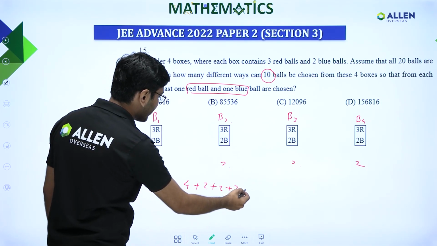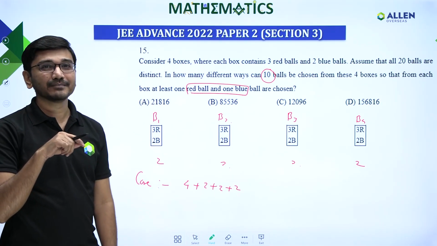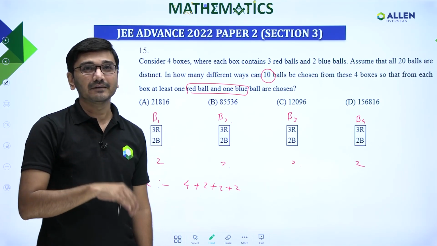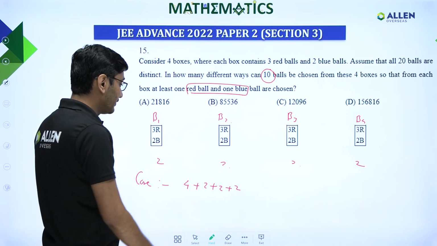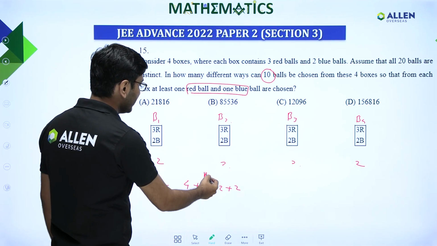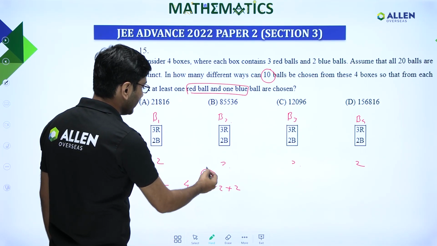So, this is the one case I am getting. From one of the boxes I am choosing how many balls? 4 balls, and for the remaining 3 boxes I am choosing 2, 2 balls. So, definitely these 2, 2 balls will be red plus blue, every 2 balls.